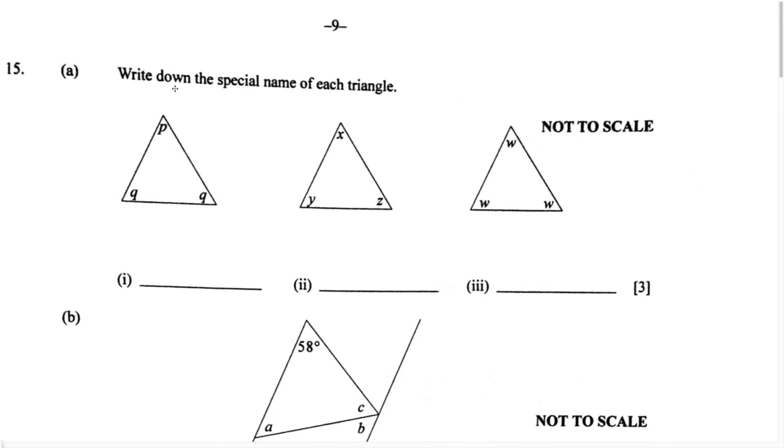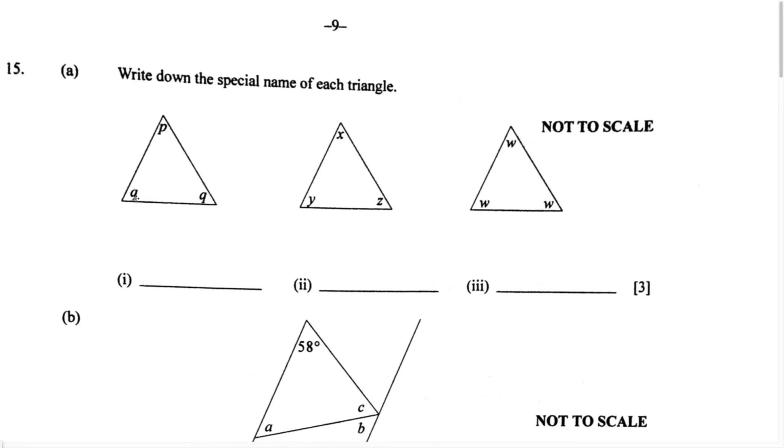Okay, now let's do number 15. Part A says, write down the special name of each triangle. So they give us 3 different triangles, and we can see they give us a variable to represent the angles. Now, when we look at this, we have angle P, we have angle Q, and we have angle Q.